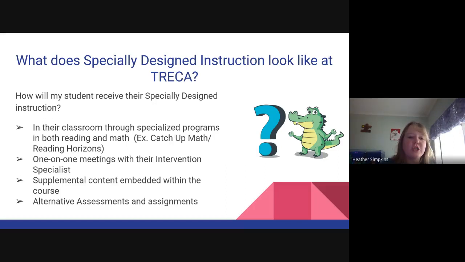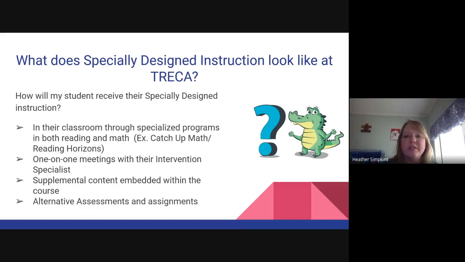The general education students may have this, and for the special education students, it may look a little bit different. They may have supplemental instruction. They may have something read aloud to them. So we do give them that supplemental content right in the course. They also may have alternative assessments and assignments.